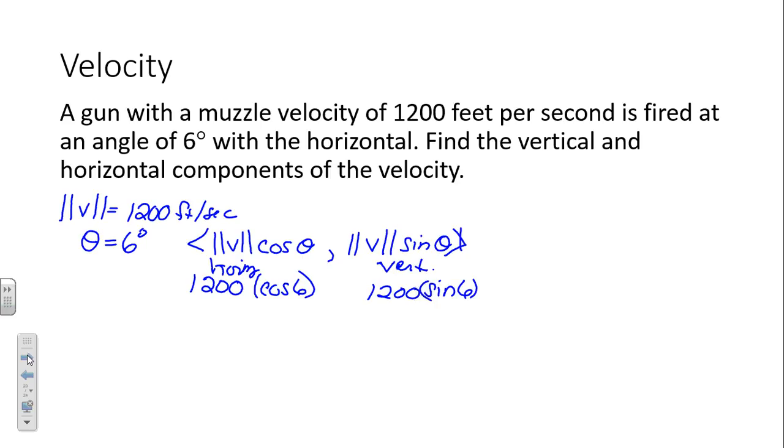So 1,200 cosine of 6 is what? Feet per second. And 1,200 times the sine of 6? I was going to say 4 seems high. 125.4 feet per second.